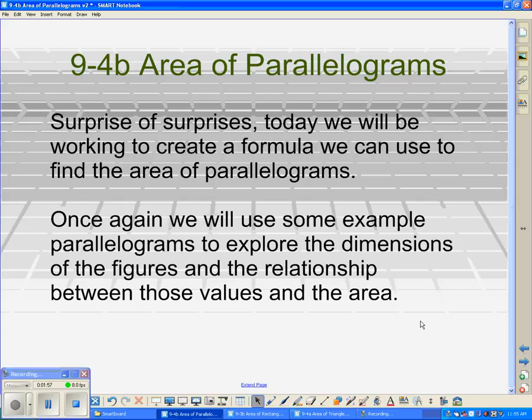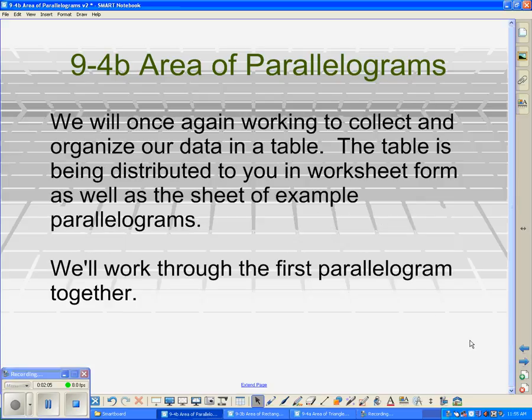We're going to use some example parallelograms to explore the dimensions and try to discover a relationship between the values of the dimensions and the value we find for the area. We're going to organize our information in a table. You'll have a PDF file that gives you a bunch of parallelograms and a table that you'll enter information in. You'll also get an Excel file that you'll use to input your values. We'll do the first parallelogram together, just like we've done the first of other shapes together when entering into this kind of exercise.